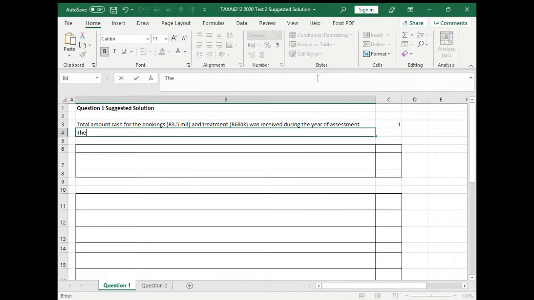Then you could also say the amounts received are not capital in nature as they relate to the business services that have been or that will be provided, because they haven't actually provided them yet. So it can be services and accommodation.